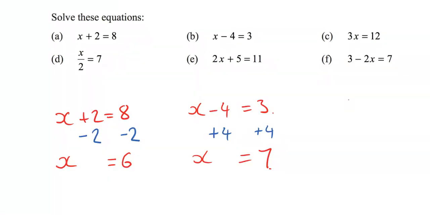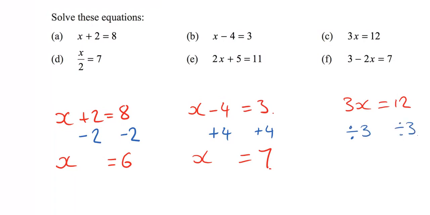Well, in c, we have 3x is equal to 12. Now, this is harder to spot because the sign isn't there, but you should know by now that 3x means 3 times x. So if I want to do something that is opposite to timesing by 3, I'm going to need to do a divide by 3.